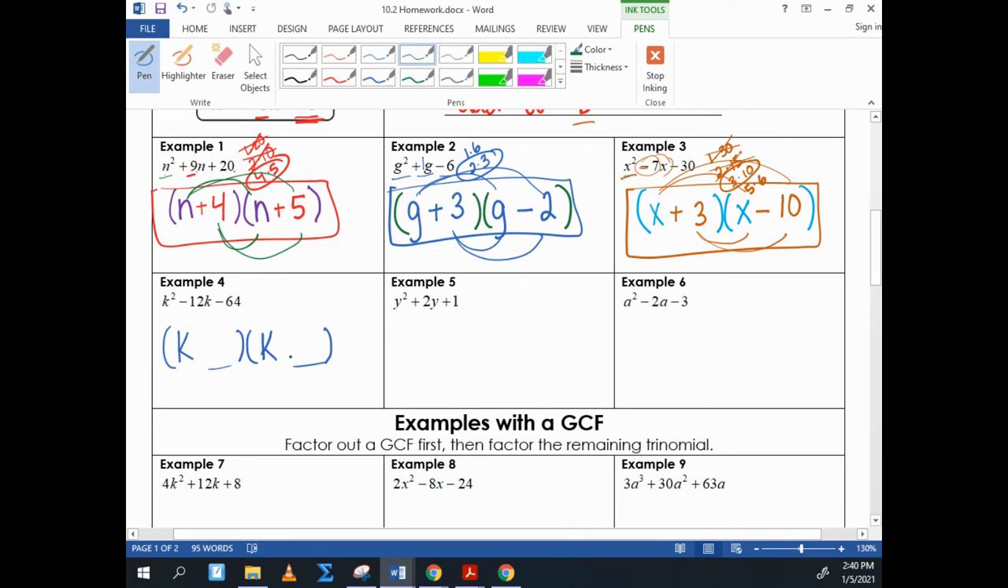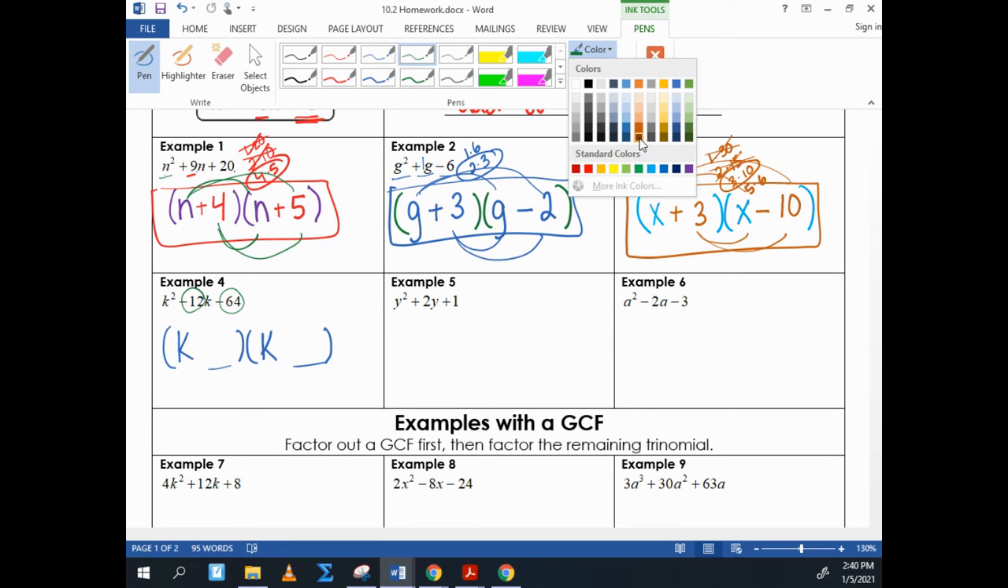Now, our numbers have to do 2 things. First of all, they've got to multiply to this last number. They've got to multiply to the negative 64. They've also got to add to 12. So 64 is a little bigger number. If you've got a calculator, it's no harder. If you don't, you might want to go grab you one.